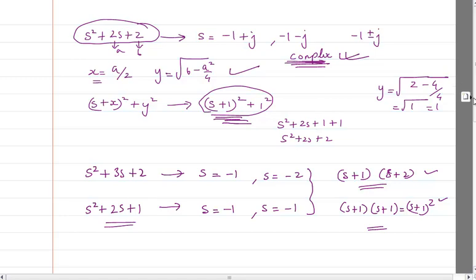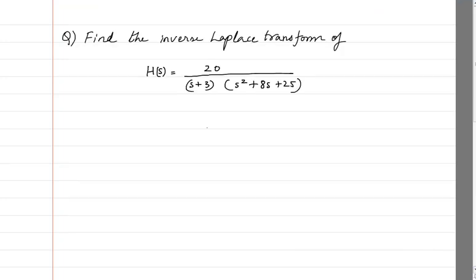So now let us have a look at a simple problem based on this, and we will stop. Okay. So the first thing for this problem, find the inverse Laplace transform of Hs. As you can see, I am having two poles. One is a simple pole, s plus 3. The second one is a complex pole like this. Okay.